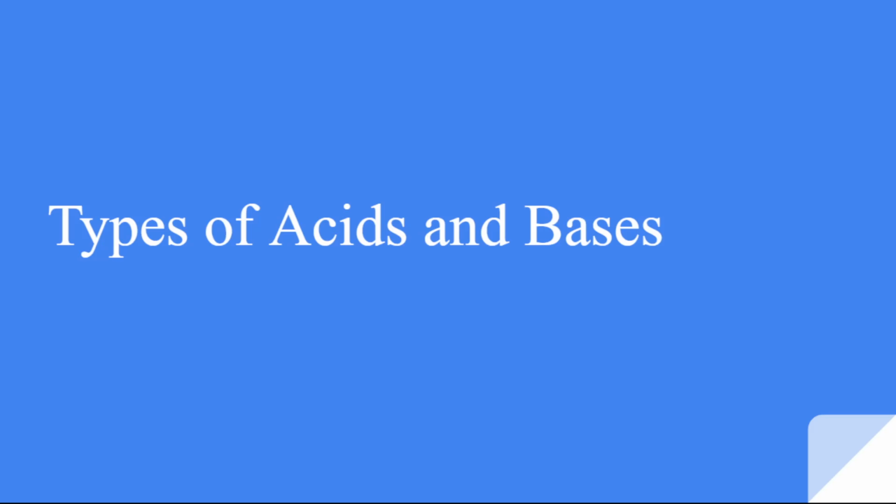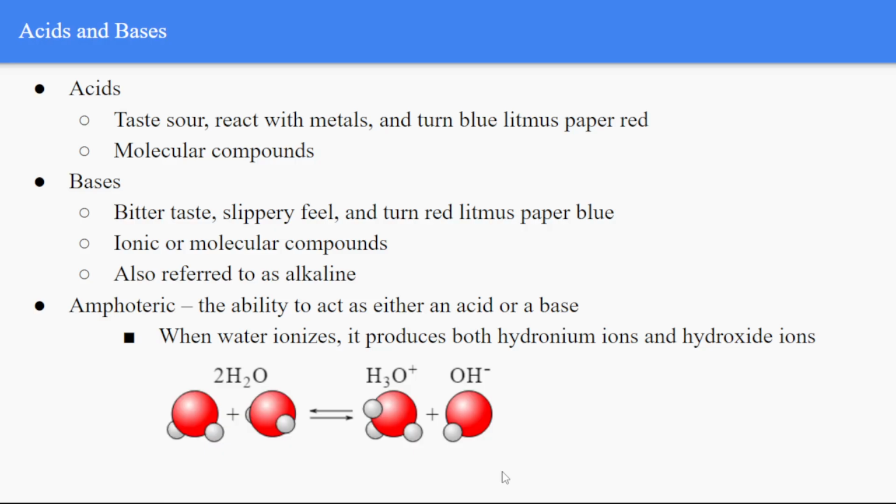In this video, we'll discuss types of acids and bases. Acids are sour, react with metal, turn blue litmus paper red, and they are molecular compounds. Bases are bitter, slippery, turn red litmus paper blue. They could be ionic or molecular, and they are also referred to as alkaline.